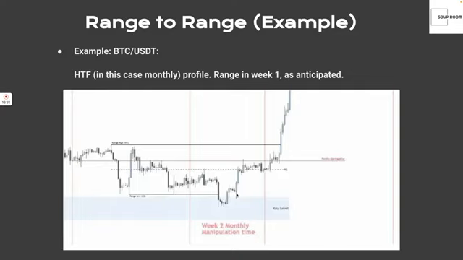Target 1, the high of the lower time frame range, which is right here, just so happens to align with the equilibrium of the higher time frame range. TP3, final TP, the opposing end of the higher time frame range.